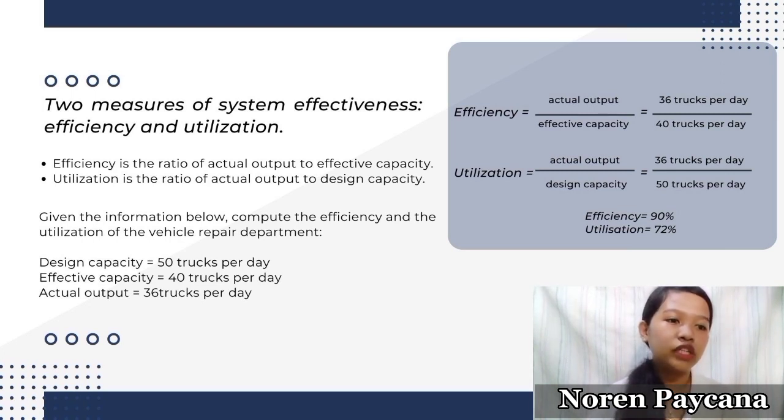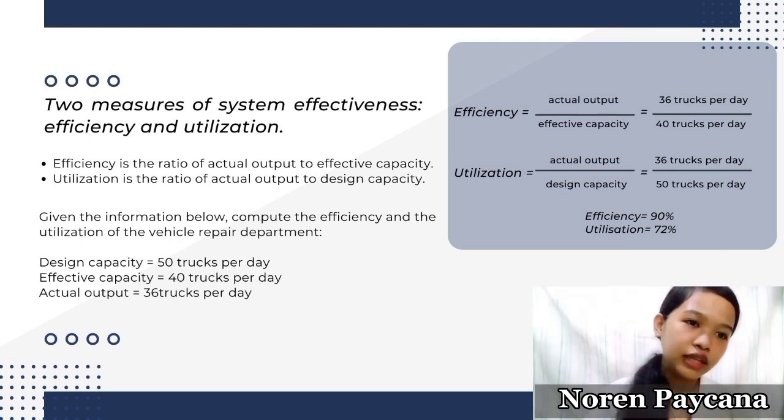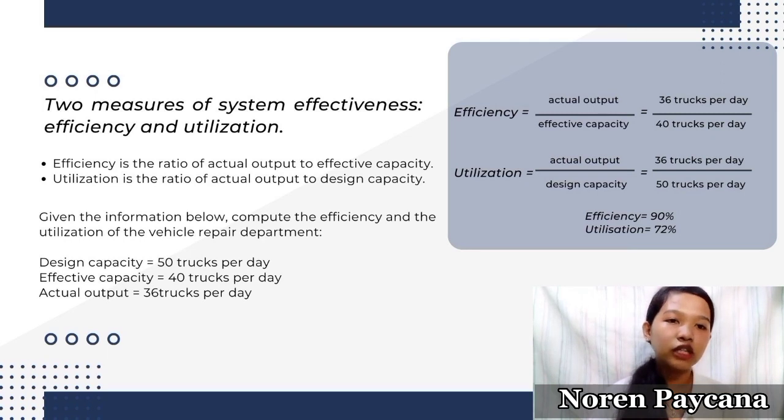Just to give you an example, let's try to compute the efficiency and utilization ratio of the vehicle repair department. So, given is design capacity 50 trucks per day, and effective capacity naman is 40 trucks per day, and the actual output is 36 trucks per day. Using the given formula, efficiency is equal to actual output over effective capacity. Actual output is 36 trucks per day, while the effective capacity is 40 trucks per day. Pag kinompute natin, makukuha natin yung ratio ng actual output niya, which is 90%.